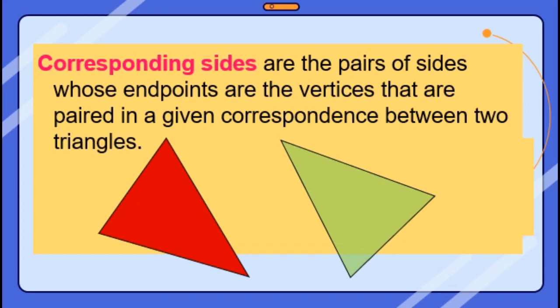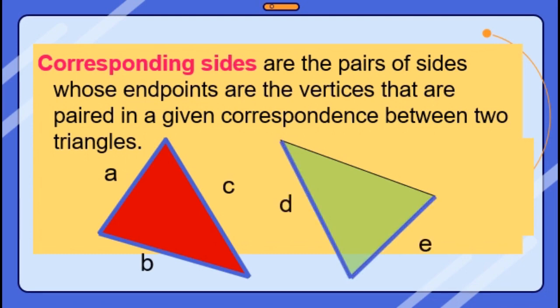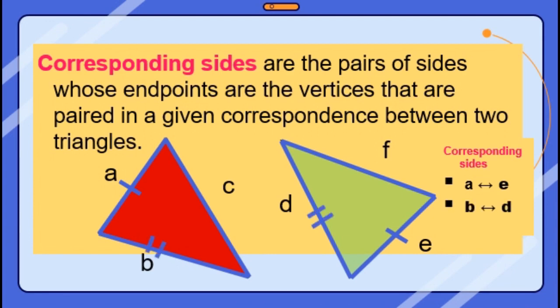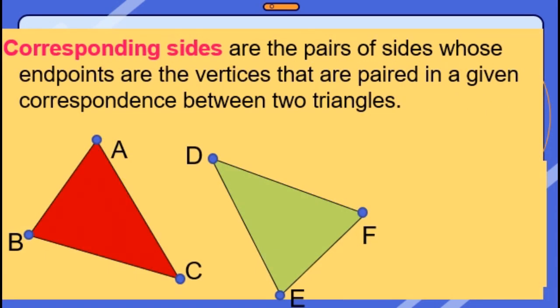correspondence between two triangles. So for our first triangle, we have side A, side B, and side C. And for another triangle, we have side D, side E, and side F. So the corresponding sides are: side A corresponds to side E, side B corresponds to side D, and side C corresponds to side F. Or for the first triangle, we have side AB, side BC, and side AC.